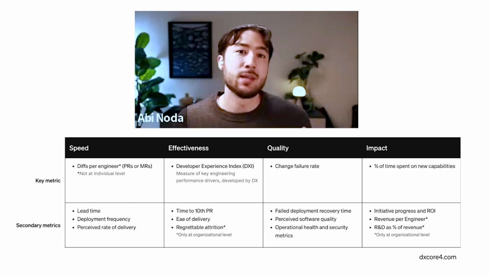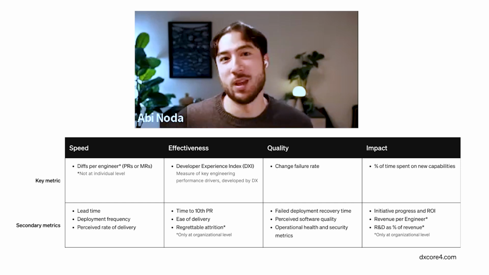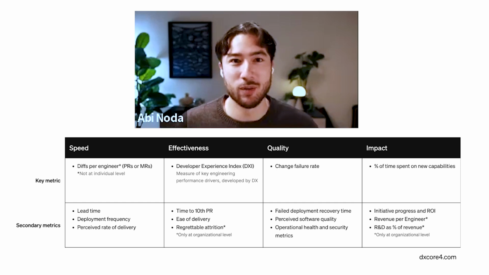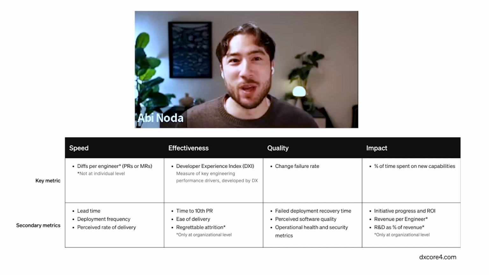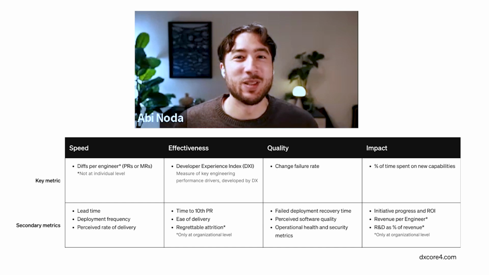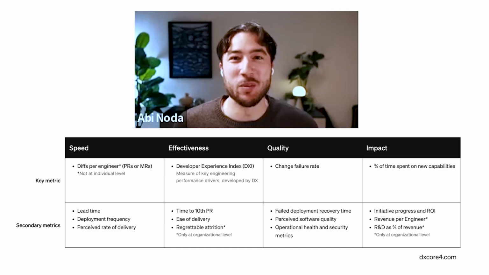But of course, that doesn't mean that in your organization, if you're trying to approach this problem, you can't swap a key metric for a secondary metric or another metric that better fits your organization. So I just wanted to convey those points. I'd love to get your take on that, and then want to get into diffs per engineer, because I know that's an area we get asked about a lot.